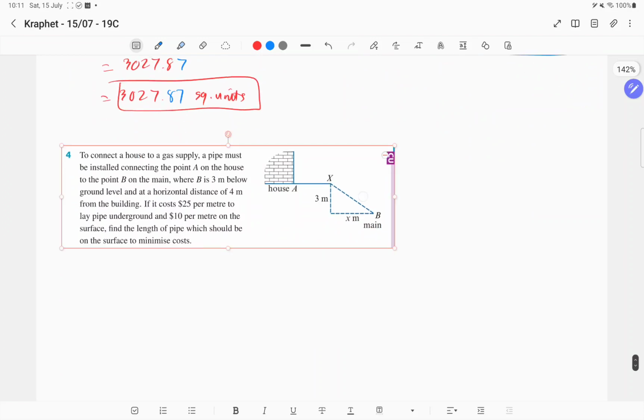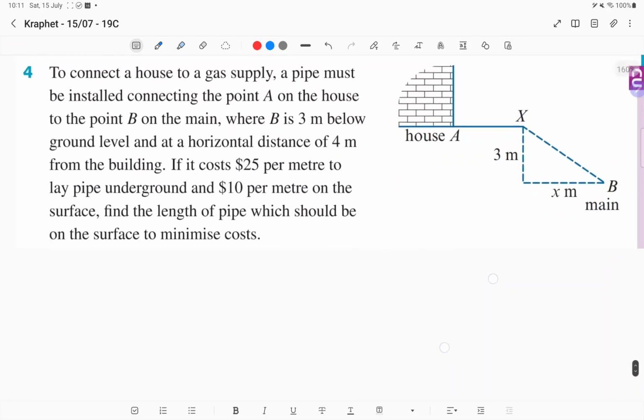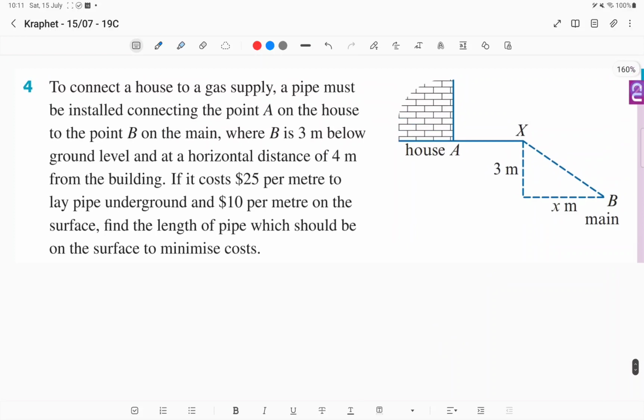This one, question 4. To connect a house to a gas supply, a pipe must be installed connecting point A on the house to point B on the main, where B is 3 meters below ground level and at a horizontal distance of 4 meters from the building. If it costs 25 per meter to lay pipe on the ground and $10 per meter on the surface, find the length of the pipe which should be on the surface to minimize cost.